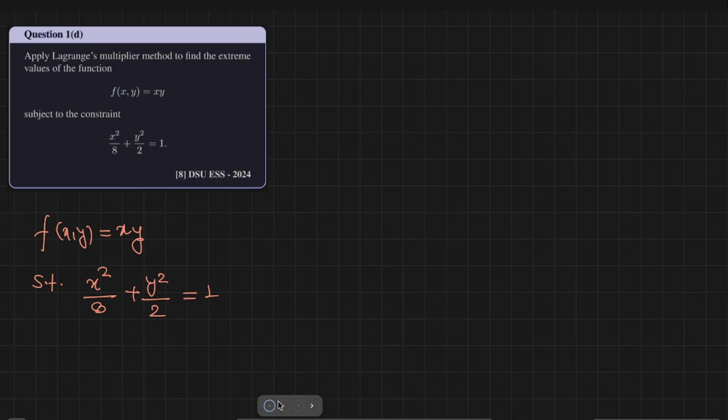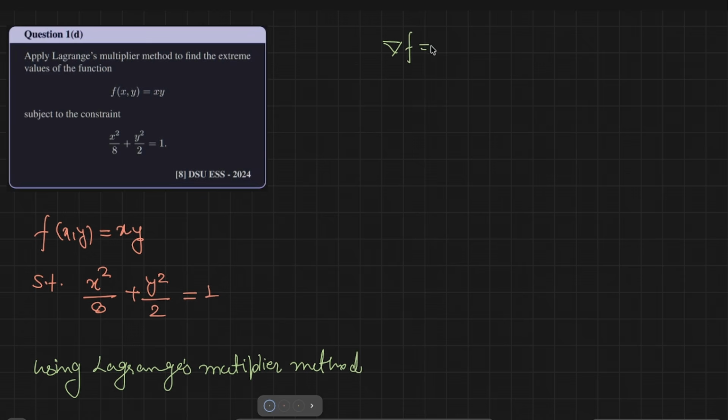With this condition you have to find out, and all of you know that using Lagrange's multiplier method, we have the condition that ∇f = λ∇g. So what do you mean by this? It is basically the partial derivative with respect to x, λ times the partial derivative with respect to x, and similarly the partial derivative with respect to y. So we'll simply find this out.